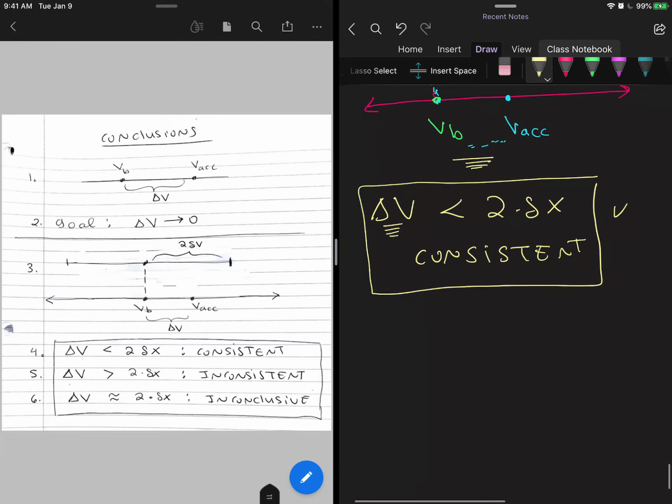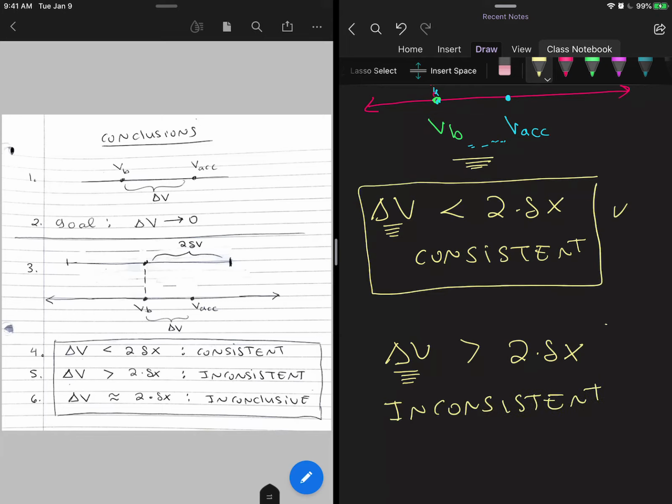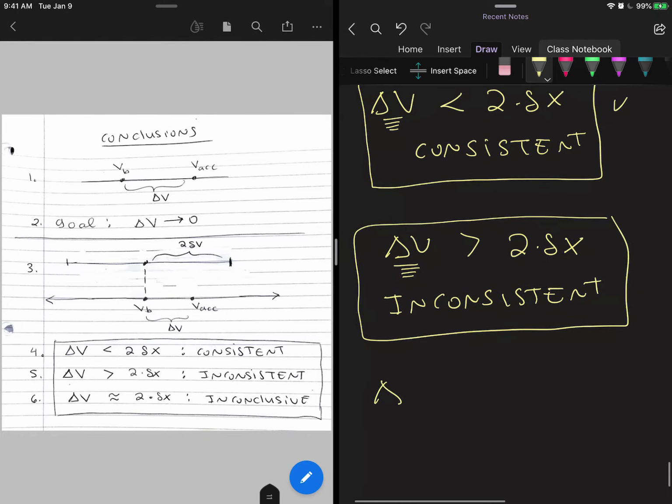And if the discrepancy is greater than 2 times the error, then this is a really big number, so that means that they're too far apart, and so your measured value is going to be inconsistent with the accepted value. And in the other case, if the discrepancy is close to 2 times the error, then this is going to be inconclusive.